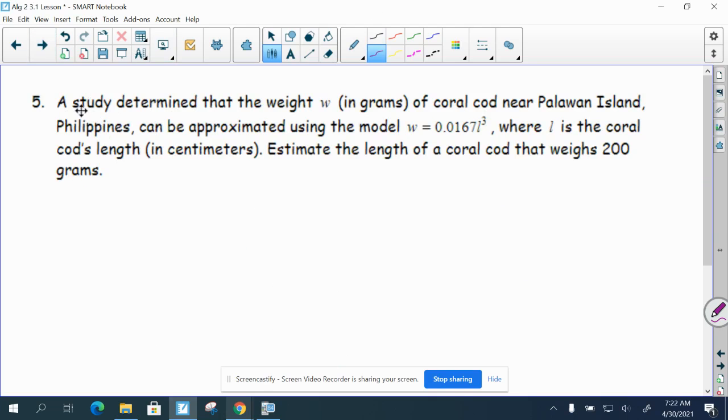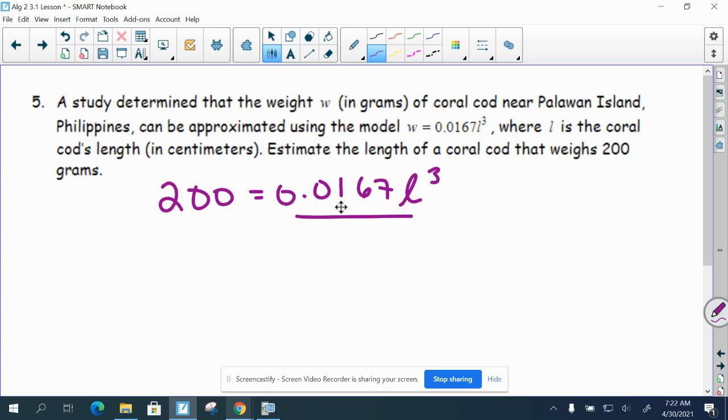All right, and then one more. A study determined that the weight W in grams of coral cod near Palawan Island, Philippines, probably pronounced that horribly wrong, could be approximated using this model where L is the coral cod's length. Estimate the length of a coral cod that weighs 200 grams. So if we plug 200 in for W, we're solving for L. We'll have 200 equals 0.0167 L to the third power. Our plan is to divide both sides by this number and then take the cube root.